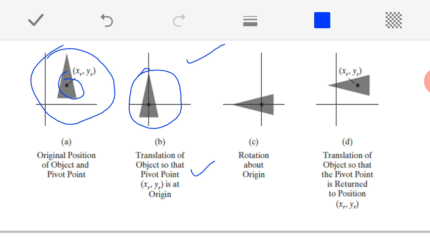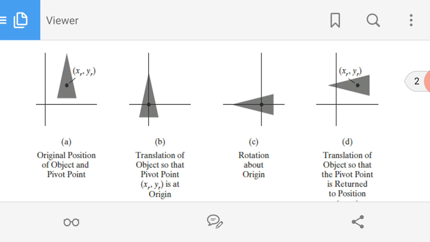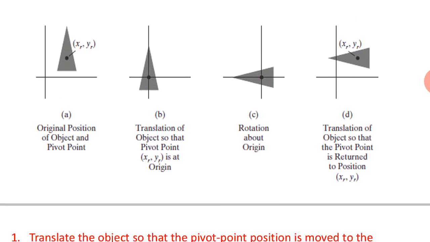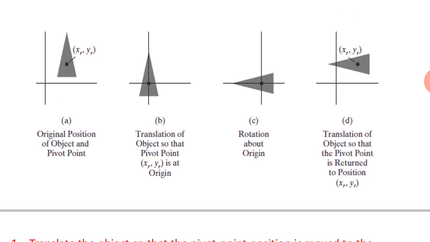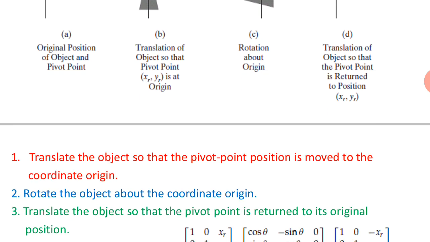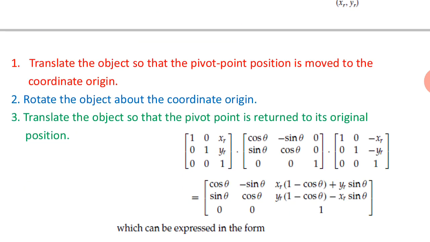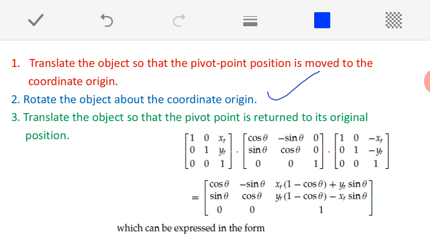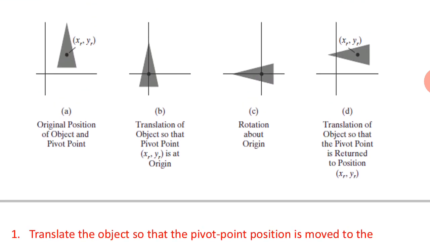This is the first step, and what is the second step? Once the object along with the pivot point overlaps with the origin, I know how to perform the rotation about the origin, because I know the matrix. Then I will perform the rotation of the object about the coordinate origin with some angle theta. You can observe that here.